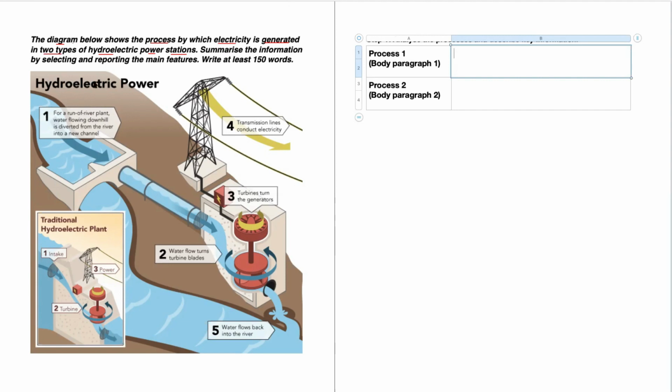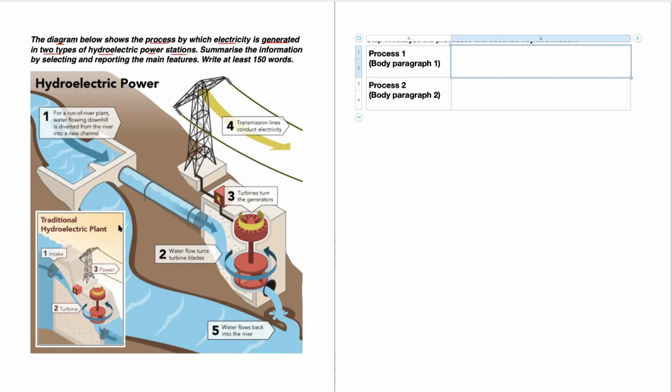Here in hydroelectric power, we see 1. For a run of river plant, water flowing downhill is diverted from the river into a new channel. Then we see 2, water flow turns turbine blades. Number 3, turbines turn the generators. Number 4, transmission lines conduct electricity. And then number 5, water flows back into the river.